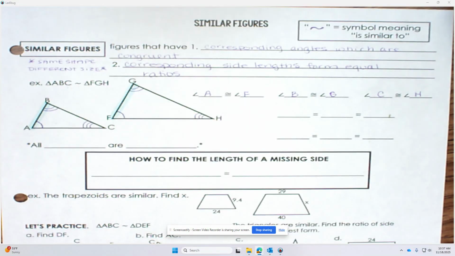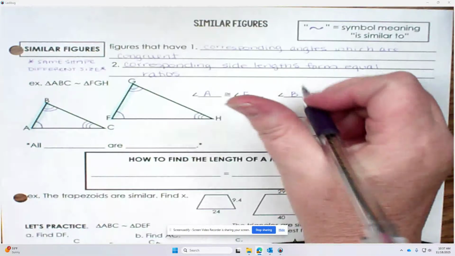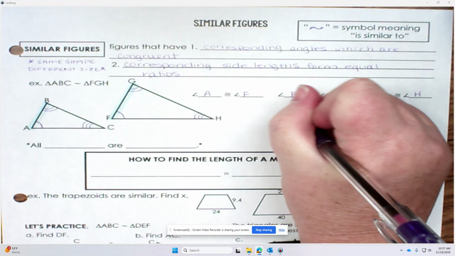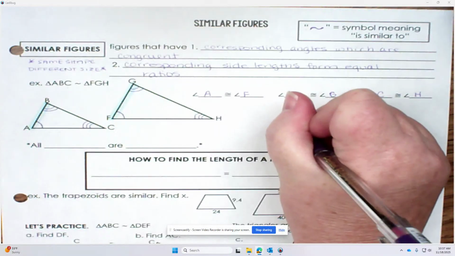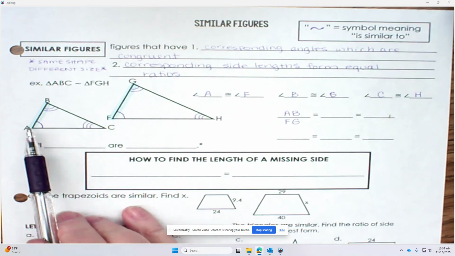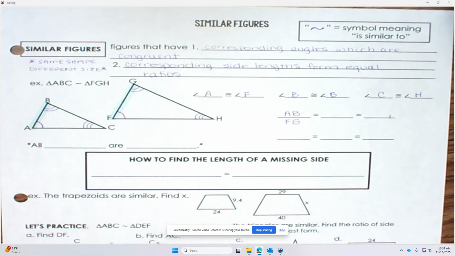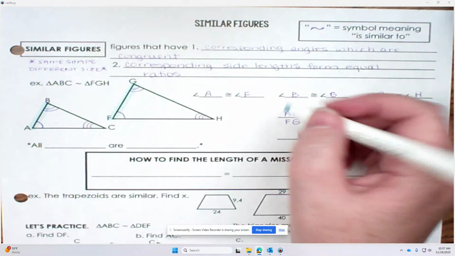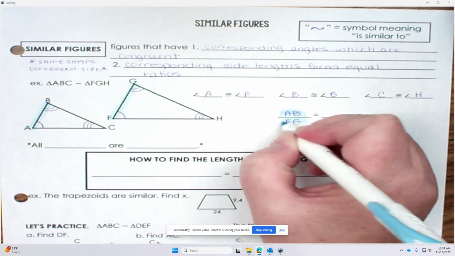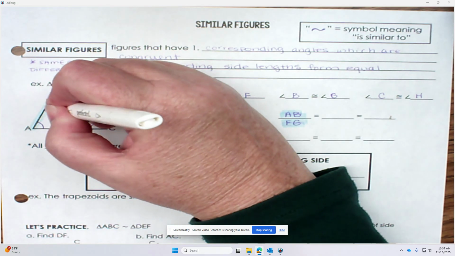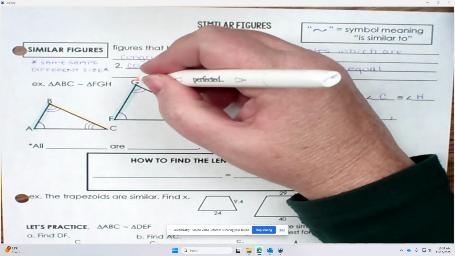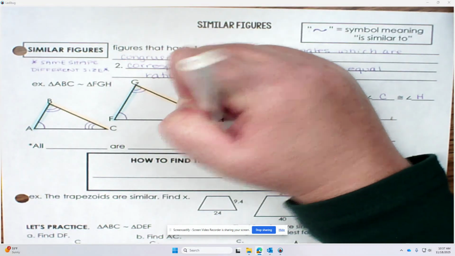Okay. So as I name these, I'm going to write AB is compared to FG. And the order that I put those letters matters, because I want the A with the F and I want the B with the G. Then I'm going to take another color. So this is my blue ratios. And I'm going to do the same thing with the other sides. So over here, BC is orange and GH is also orange.